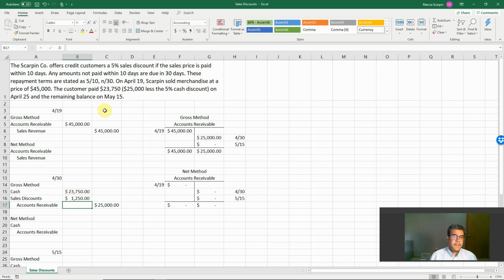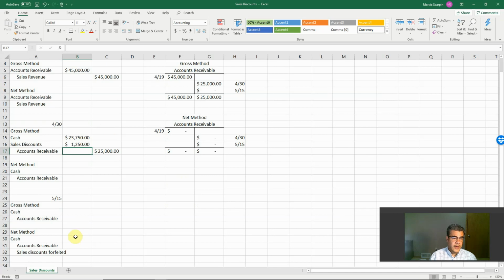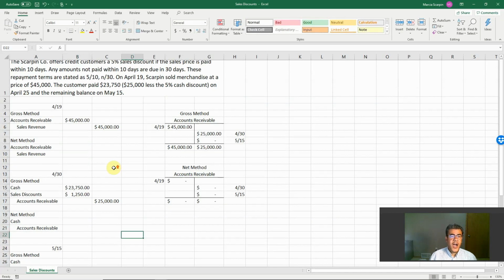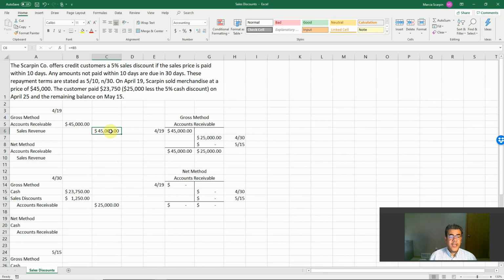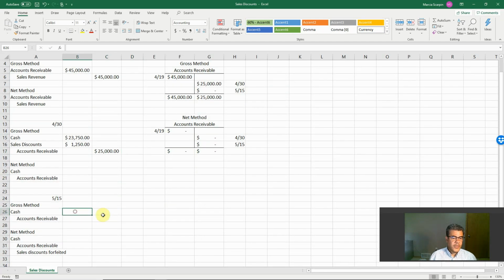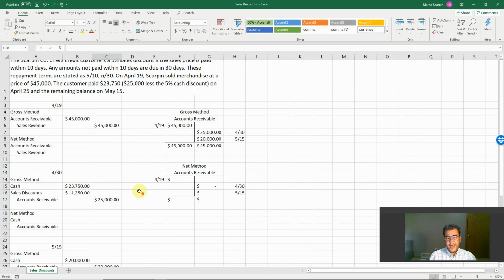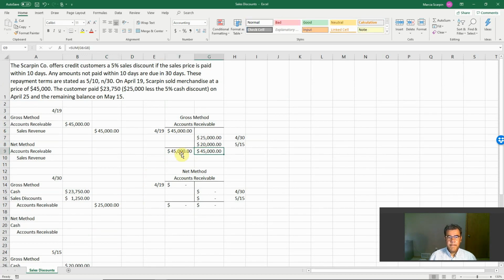And then the remaining balance we receive on May 15th. So here, gross method, cash, how much is the remaining? Sales 45, I received 25, so we have $20,000 still to be received. And then we have here my accounts receivable balanced. And my sales discount is recorded on April 25th. So this is the gross method.